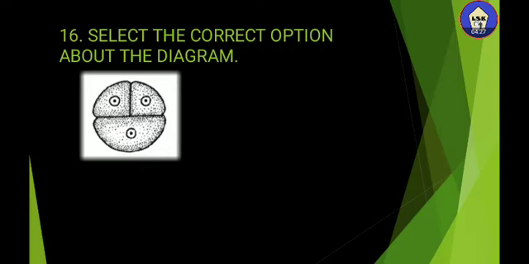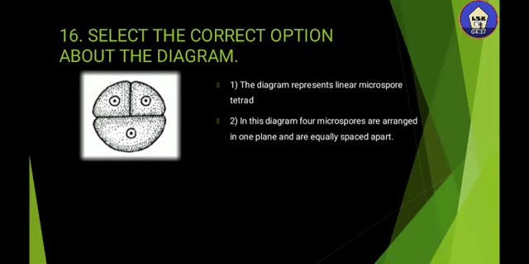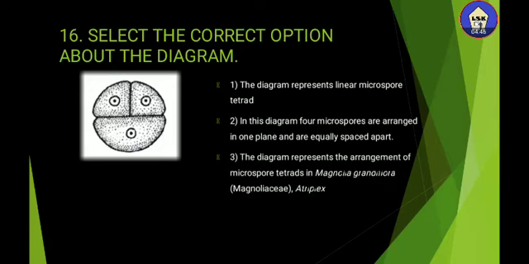Question number 16. Select the correct option about the diagram. So one diagram is given. Let us see the options. The diagram represents linear microspore tetrad. Option 2: in this diagram, 4 microspores are arranged in one plane and are equally spaced apart. Option 3: the diagram represents the arrangement of microspore tetrads in Magnolia grandiflora, that belongs to the family Magnoliaceae, and Atriplex. Option 4: the diagram represents T-shaped microspore tetrad arrangement.